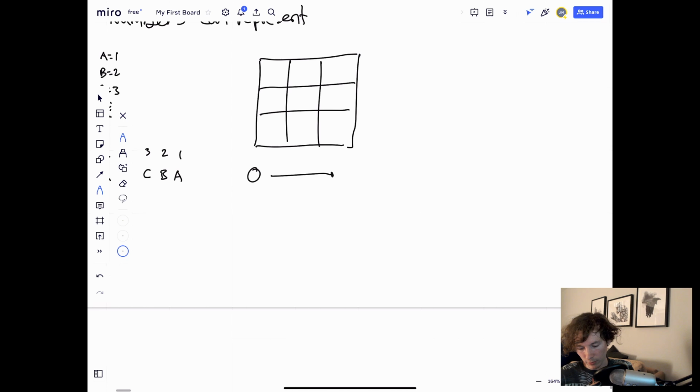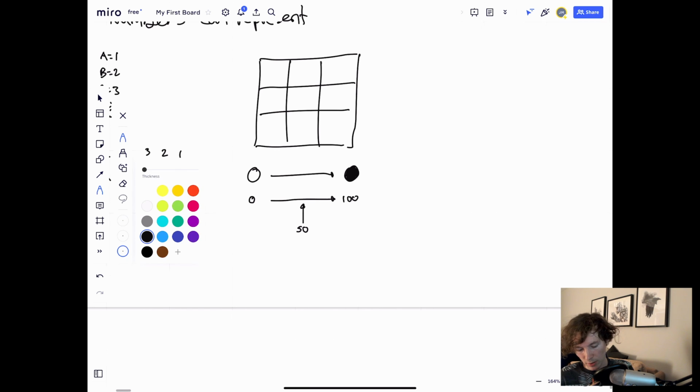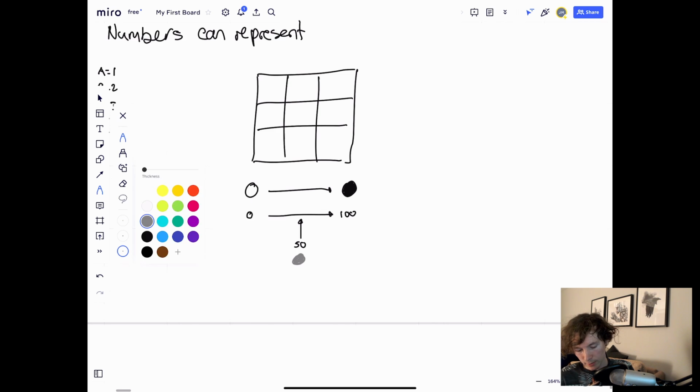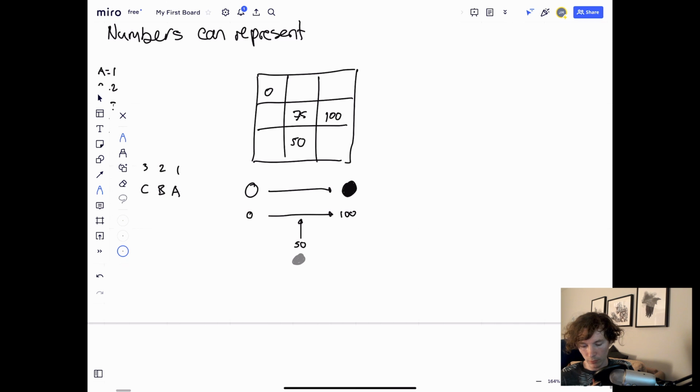the spectrum of colors from white to black are represented by the numbers 0 to 100, right? Where 50, right in the middle here, could be some kind of grayish color. Let's go with this. So we go 50% gray, right? And then you could send a grid of information where you put in numbers where you say 1, 0, and then 75, let's say 50, 100, 100, 0, something like this, right?